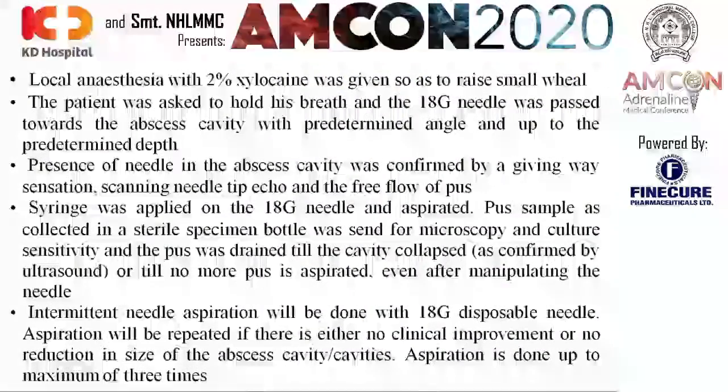Local anesthesia was given. The patient was asked to hold his breath, and the 18 gauge needle was passed into the abscess cavity with the predetermined angle and up to the predetermined depth. Presence of needle in the abscess cavity was confirmed by giving a wash sensation, scanning needle tip echo, and the free flow of pus. Syringe was applied to the 18 gauge needle, and pus was aspirated and sent for culture. Intermittent needle aspiration will be done with 18 gauge disposable needle.